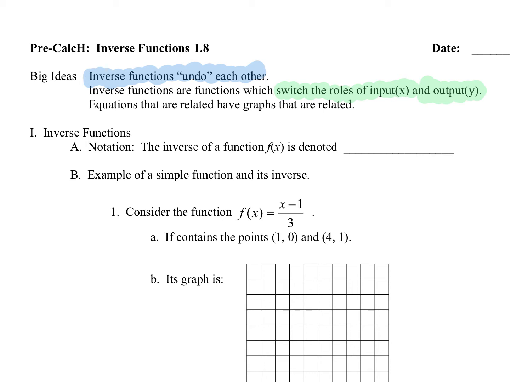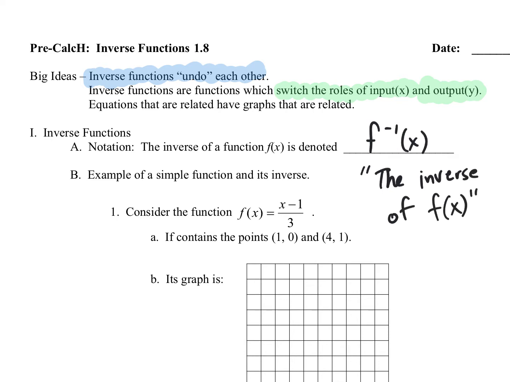So some notation. When we talk about inverses, we will call this the inverse of f of x, but we write it almost like a -1 exponent. We would read this as the inverse of f of x. So when we see that -1, you're not creating a fraction, you're not creating a denominator, you are creating an inverse.